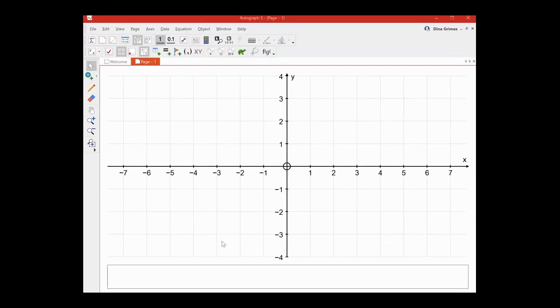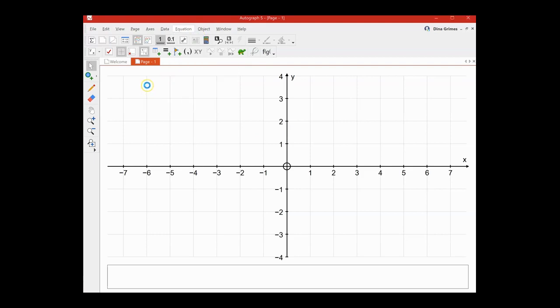I will be showing you how to translate graphs along the x-axis. So still part of transformations of graphs. And I'm going to be showing you this using Autograph. Now let's type in an equation.